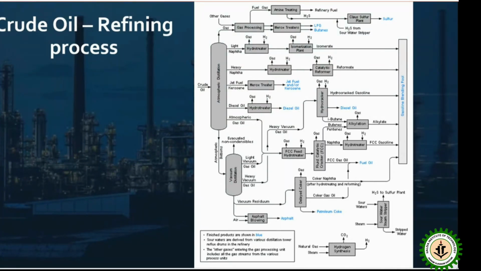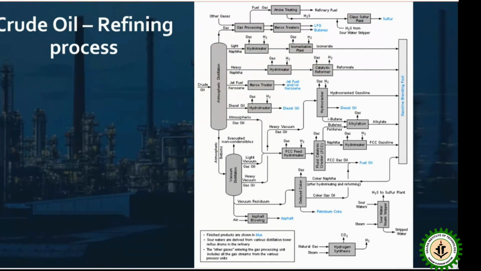From the bottom of the VDU, the residuum is taken, and after the delayed coker, coker gas oil is available, which ultimately gives you the fuel oil. The fuel oil again can be used in the automobile sector, or some gas oils are used in the furnace.